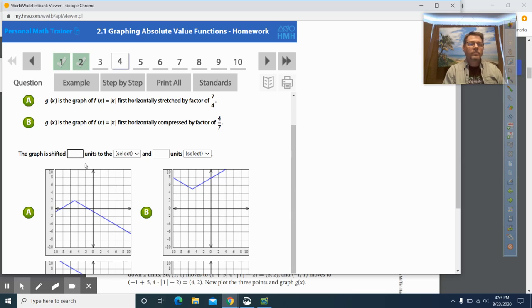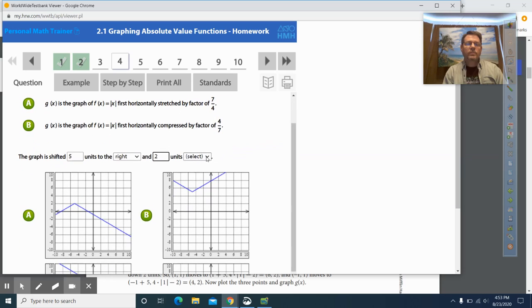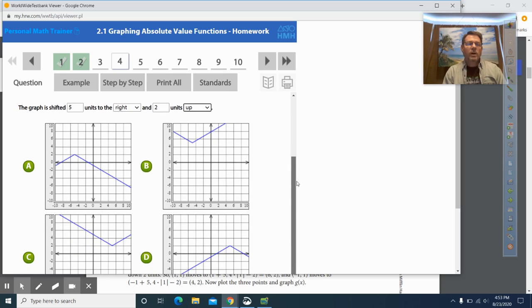I think it's right. Yeah, right 5 and up 2. Is that the trying to slide back and forth? Yeah, up 2. And which one of these graphs go right 5 and up 2?